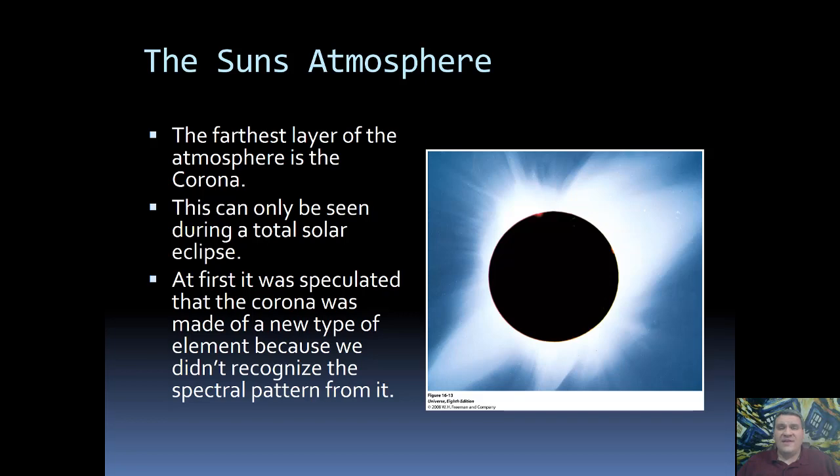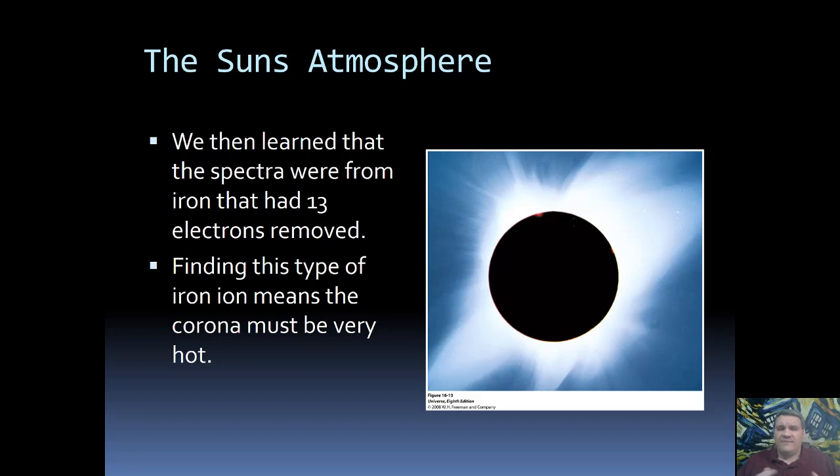The last layer of the sun's atmosphere is the corona. Again, we only really see the corona during a total solar eclipse when the photosphere is blocked from view. The photosphere is so bright, it absolutely outshines the corona. Now, when people first started studying the corona, one of the things that they did was to actually take the spectrum of it, and when they did, they found a pattern in it that they didn't recognize. It didn't match any known elements or molecules. So some people started hypothesizing that there was a new element, the element of the corona.